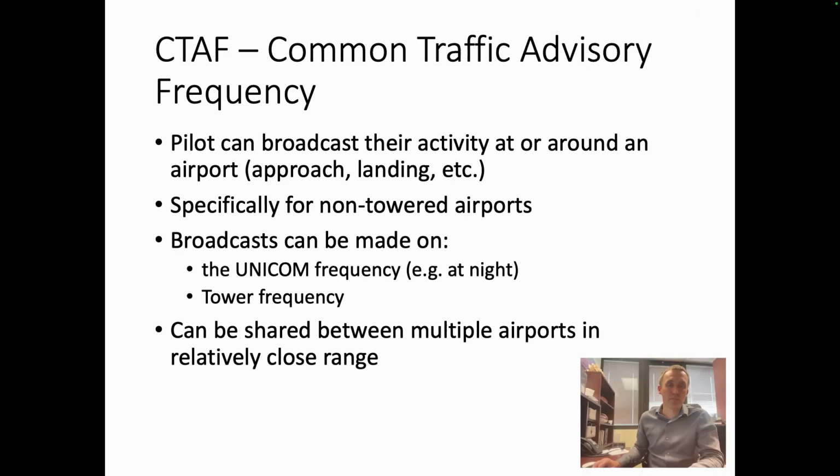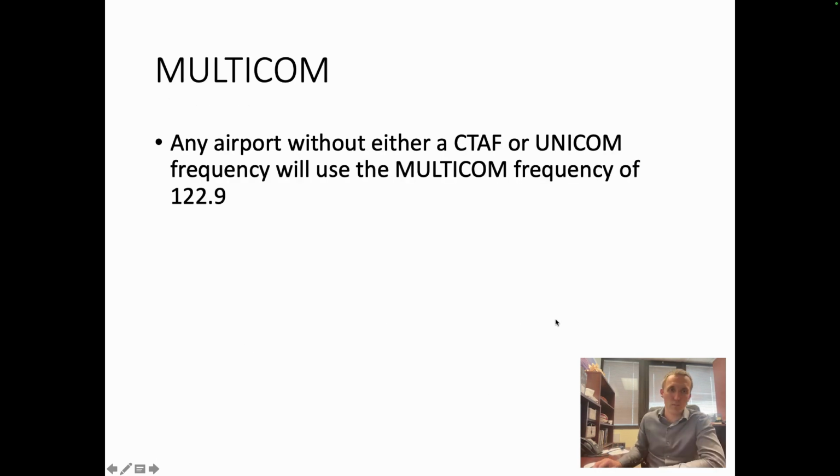The other version of this is called CTAF, Common Traffic Advisory Frequency. And this is where pilots can broadcast their activity around an airport, such as if they're about to land at an airport, specifically, again, for non-towered airports. And there are typically specific CTAF frequencies, although you can use the Unicom frequency. These may be shared by multiple airports. There's also a multi-com frequency, which is 122.9. That's kind of a universal frequency that pilots can use to broadcast information about what they're doing.